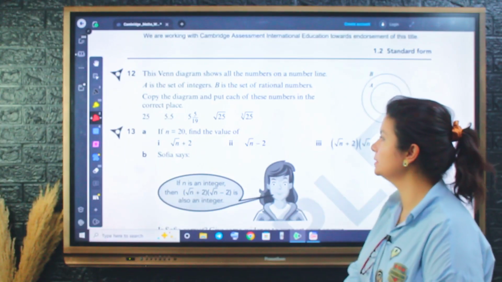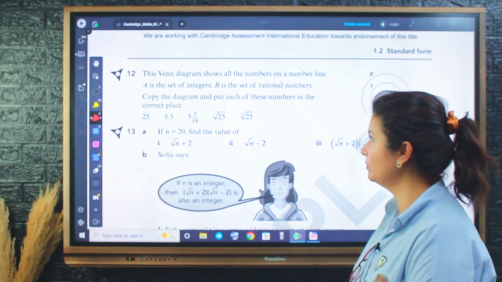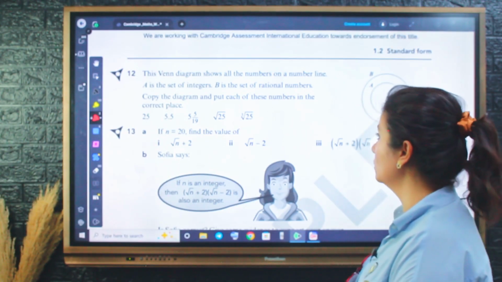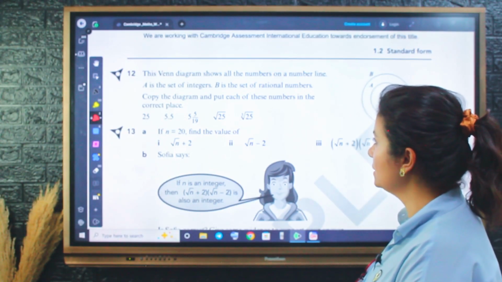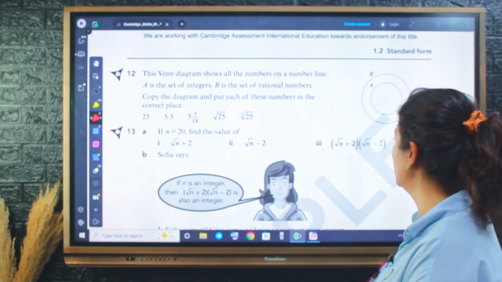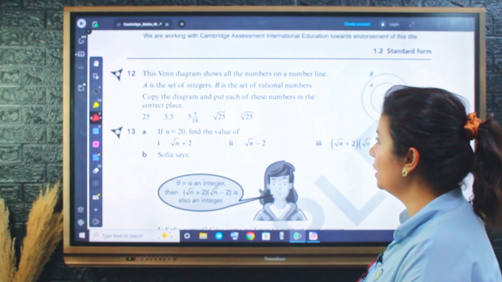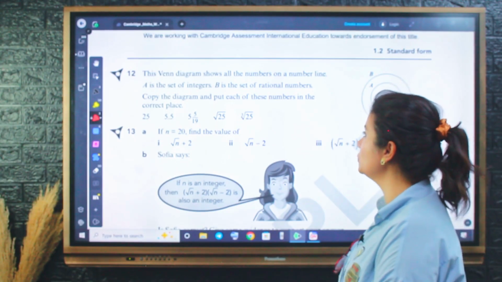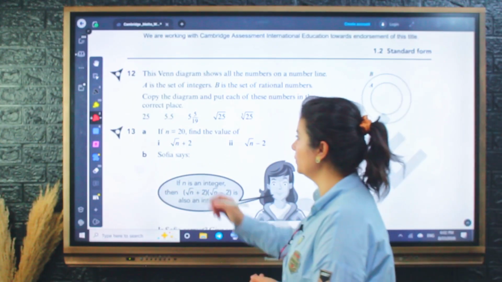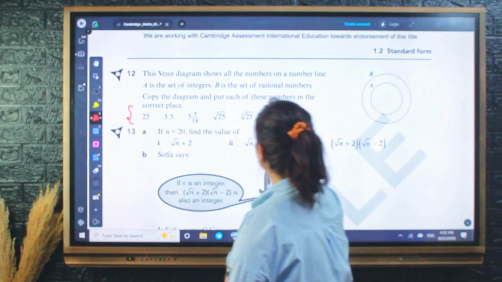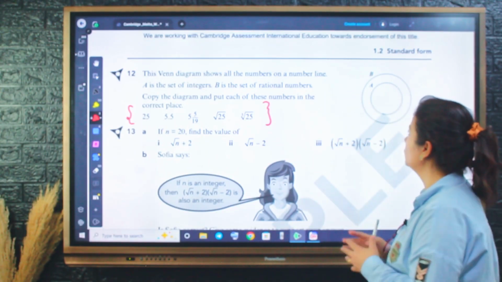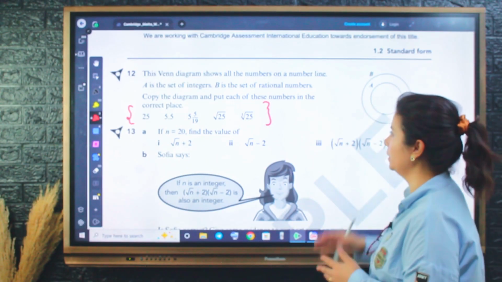Okay, guys, let's see here. Here we have a Venn diagram showing all the numbers on the number line. A is the set of integers, B is the set of rational numbers. Okay, copy the diagram and put each of these numbers in the correct place. This means we need to classify the numbers into which set, A or B.